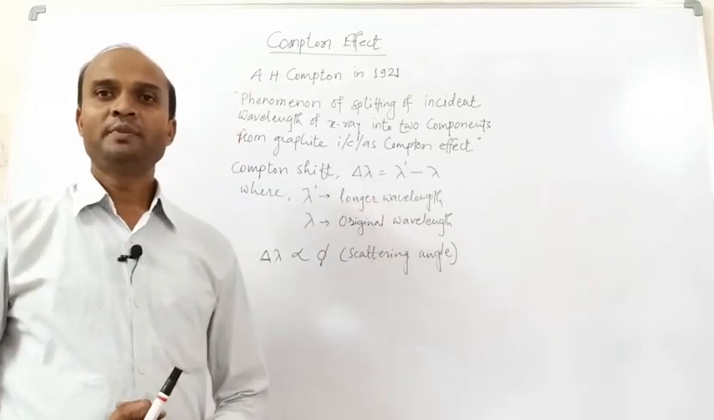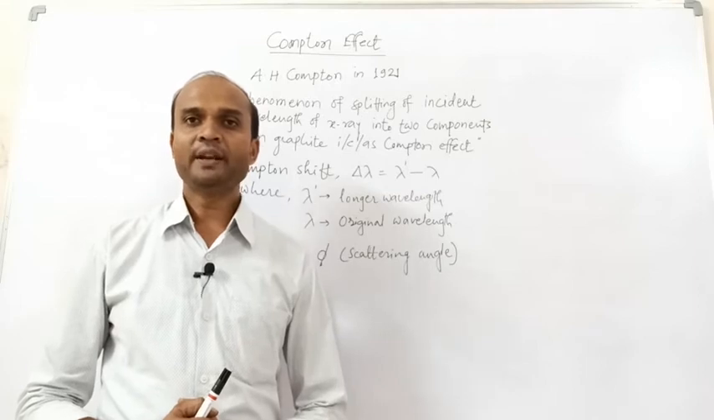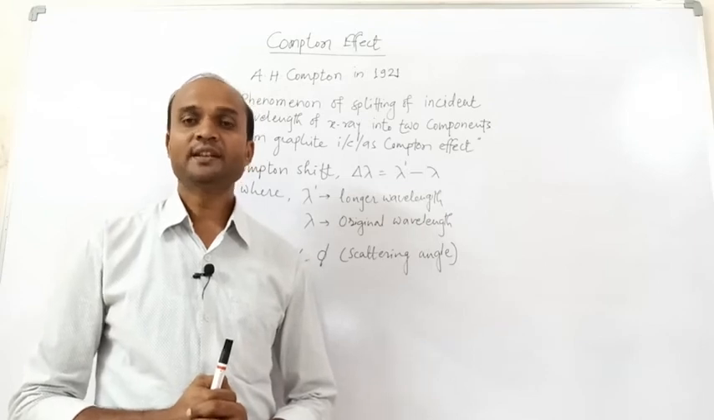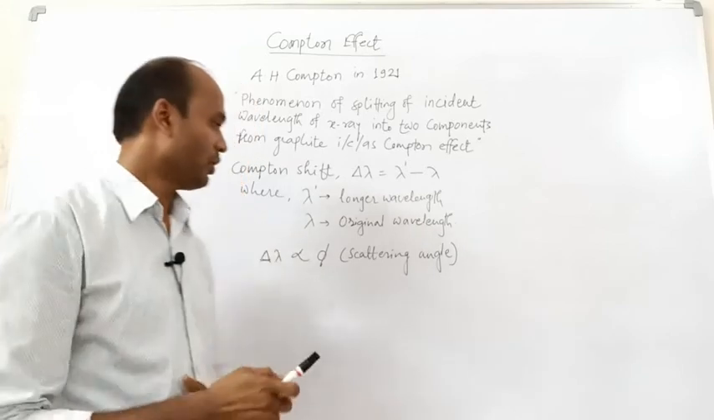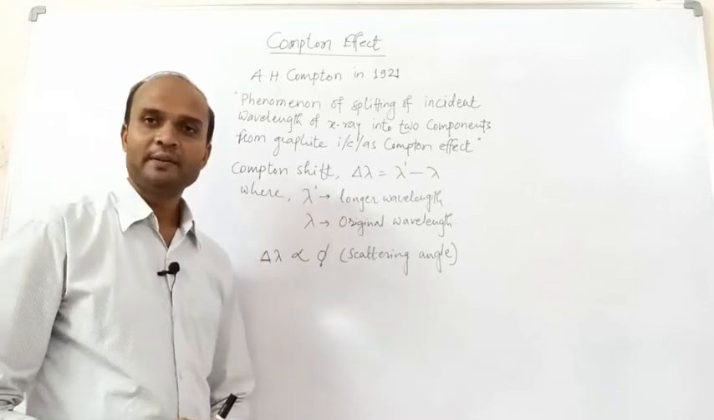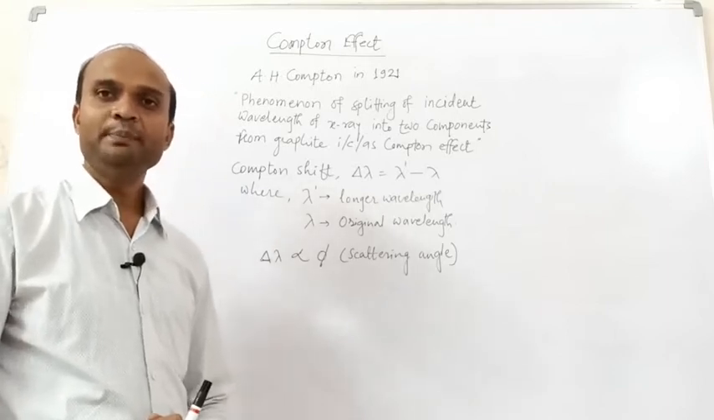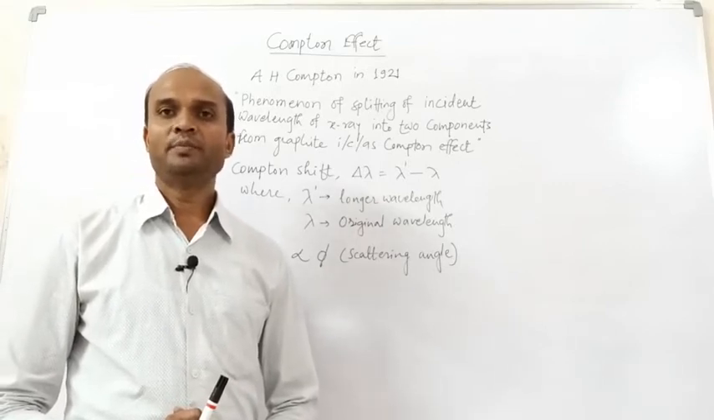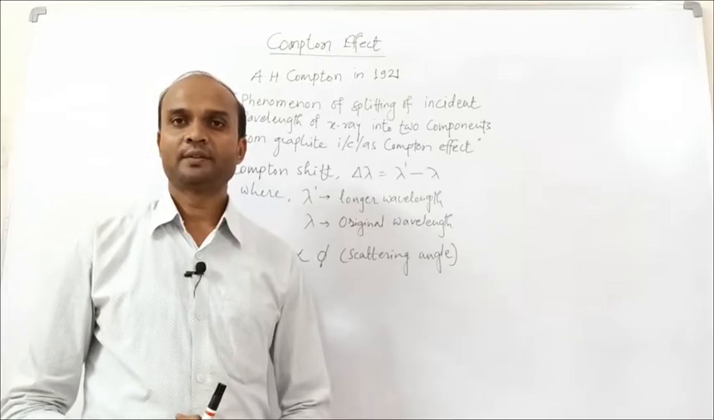Compton observed that this Compton shift does not depend on the wavelength of the incident X-rays, and it does not depend on the nature of the scattering material. It only depends on the scattering angle, that is phi. So Compton shift delta lambda is directly proportional to the scattering angle phi, while it is independent of the nature of the scattering material as well as the wavelength of the incident light. So this is the Compton effect.